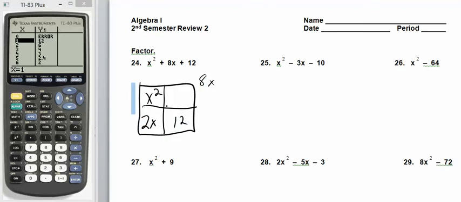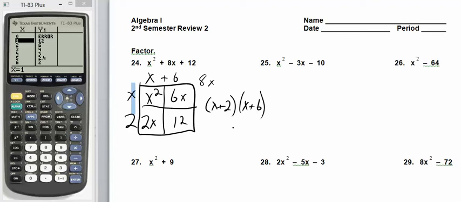So 2x and 6x, doesn't matter which order. Then the last step is we have to check and make sure that 2 plus 6 equals positive 8. If this was negative, for example, we would have to make both of these negative. Once we've got all that, we just see what goes into these. So x goes into both of these, 6 goes into this, x goes into both of these, 2 goes into here. So our answer is x plus 2, x plus 6.